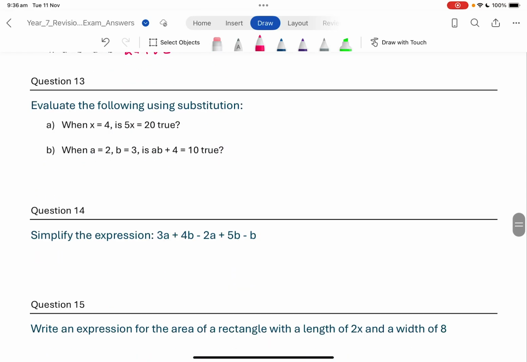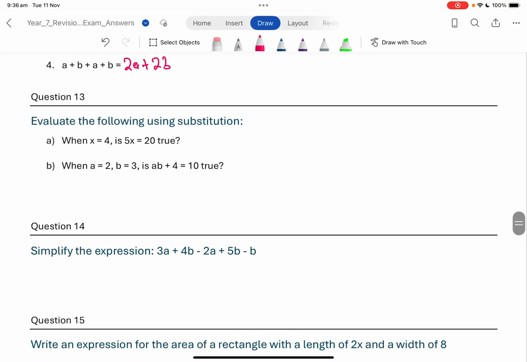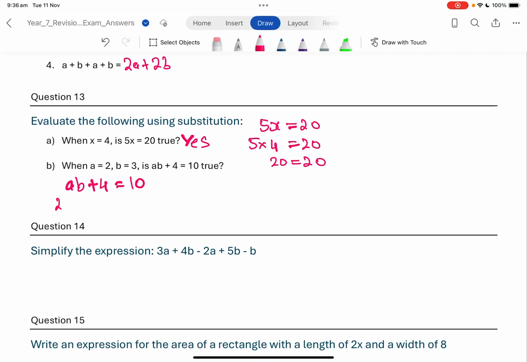Cool. When x equals 4, is 5x equals 20 true? So 5x equals 20. If we replace that x with a 4, it works, right? 5 times 4 is 20. That's exactly what we want. For this one here, we got AB plus 4 equaling 10, okay? And A and B are 2 and 3, so 2 times 3 plus 4 equals 10. Well, that's going to be 6 plus 4. Does 6 plus 4 equal 10? Absolutely, it does. That one is also true.